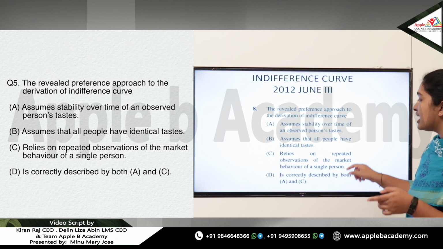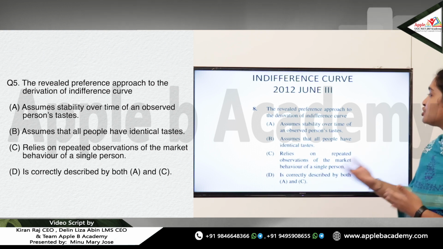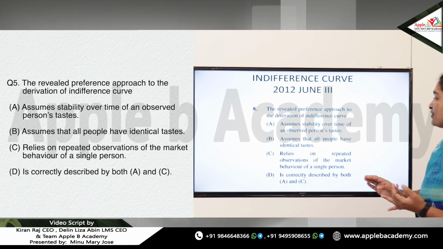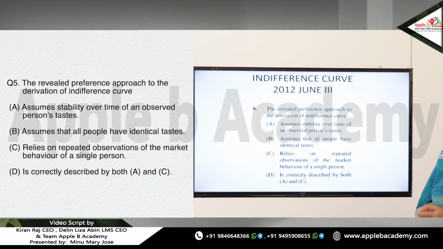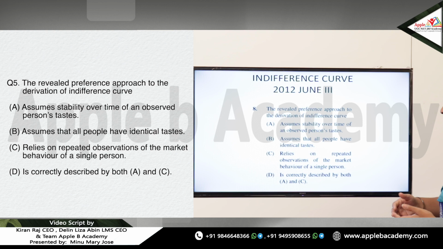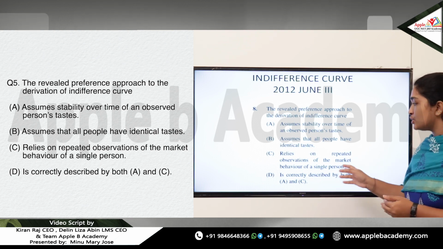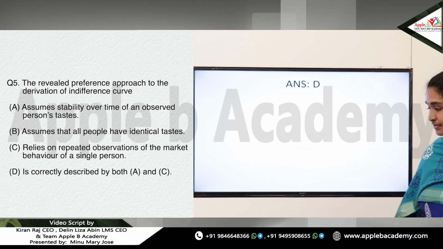right answer. That means the revealed preference theory used to derive indifference curve theory assumes stability over time of an observed person's taste, and also it relies on repeated market observation. That means it is based on exactly how a person behaves in the market. So A and C are exactly correct assumptions of revealed preference theory. So the answer for this question would be option D.